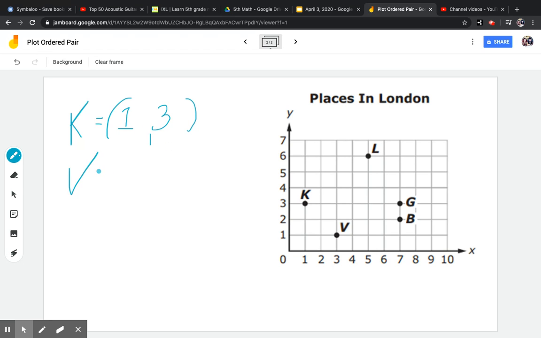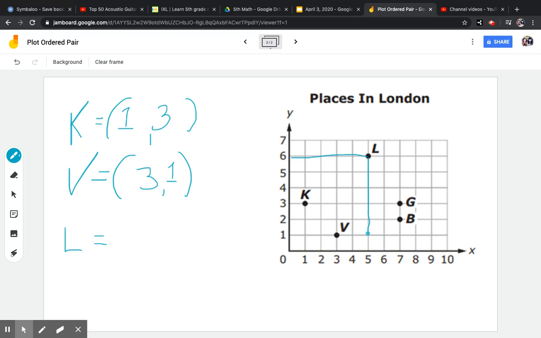Let's do V. V takes 3 steps on my X and 1 step on my Y. So it's basically backwards of K. And if you look at them, it kind of makes sense. All right, let's look at L. L takes 5 steps on my X and it matches with the 6 on the Y.